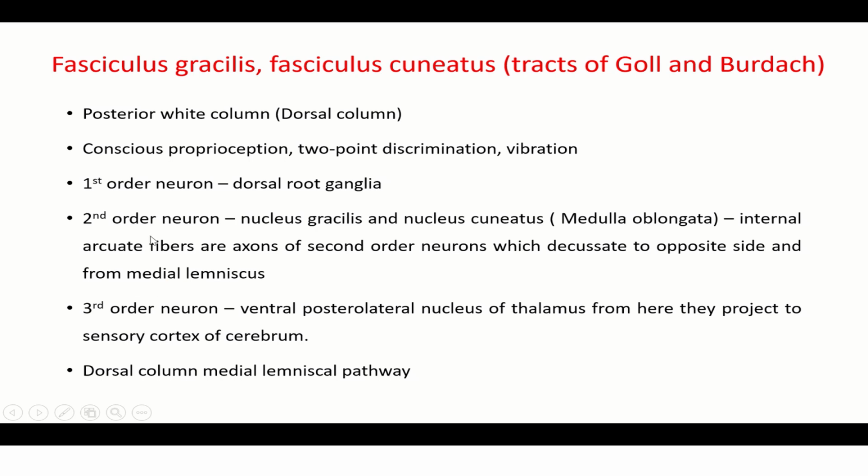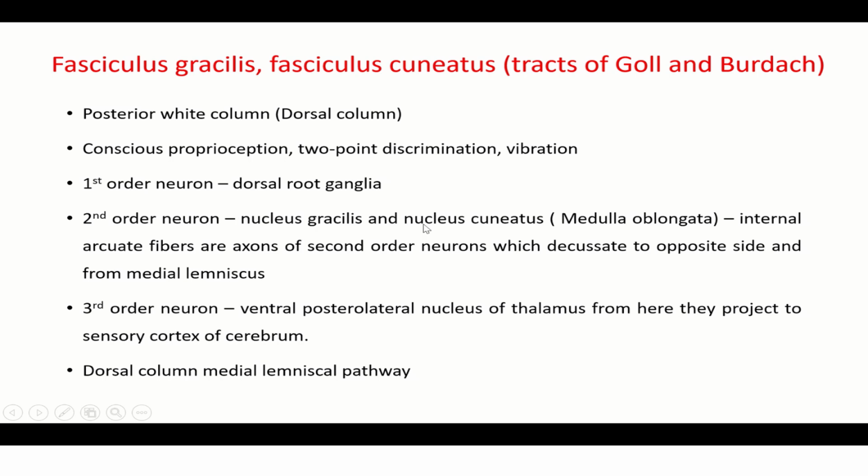For any sensory pathway, we need a minimum of 3 neurons. The first order neuron is the dorsal root ganglion; for the majority of sensations, first order neurons are in the dorsal root ganglia. The second order neurons are the nucleus gracilis and nucleus cuneatus in the medulla oblongata. From the dorsal root ganglion, the axons enter the spinal cord and ascend in the posterior column, the dorsal column, as the fasciculus gracilis and fasciculus cuneatus. Fasciculus gracilis fibers reach the nucleus gracilis, and fasciculus cuneatus fibers reach the nucleus cuneatus.